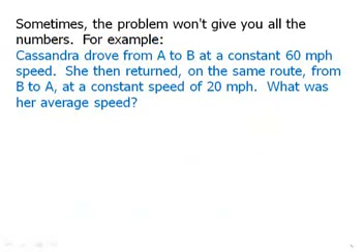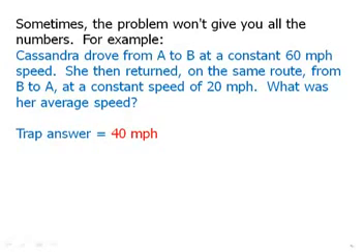Sometimes the problem won't give you all the numbers. For example, Cassandra drove from A to B at a constant 60 miles an hour speed. Then she returned on the same route from B to A at a constant speed of 20 miles an hour. What was her average speed for the whole trip?